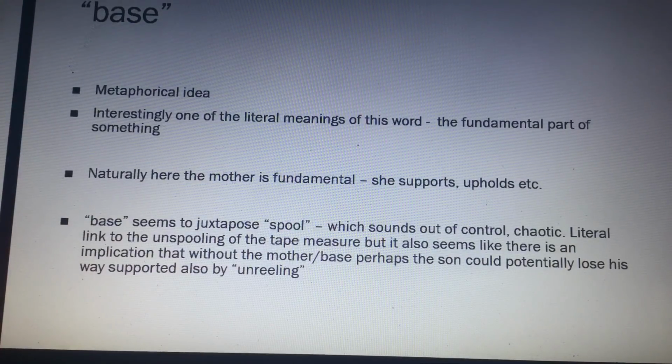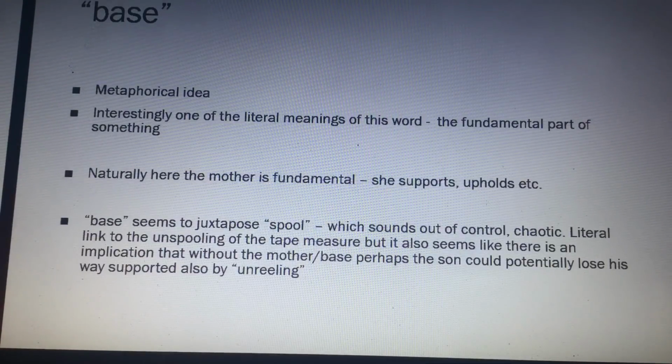Literal link to the unspooling of the tape measure, but it also seems like there's an implication that without the mother, without the base there, the son could lose his way, and that is supported by unreeling. So we have got the idea that he does need her, and this notion that without her, anything could potentially happen.